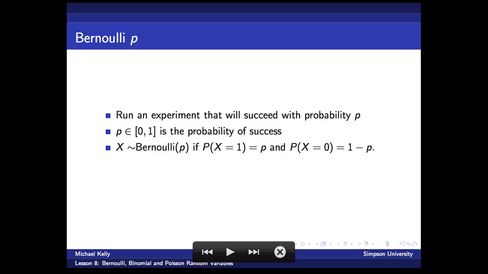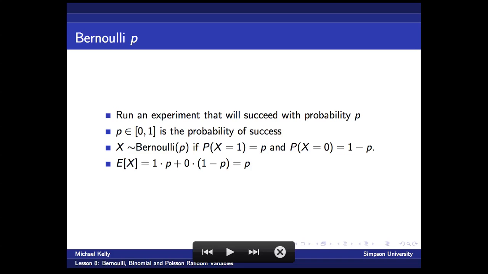And we say that x has the Bernoulli distribution with parameter p if the probability that x equals 1 is p and the probability x equals 0 is 1 minus p. So x is the number of experiments that have been successful. So we either had one successful experiment or 0 successful experiments. That's all there is to say about the Bernoulli. Oh, the expected value. The expected value of x is going to be 1 times p plus 0 times 1 minus p, or just p.